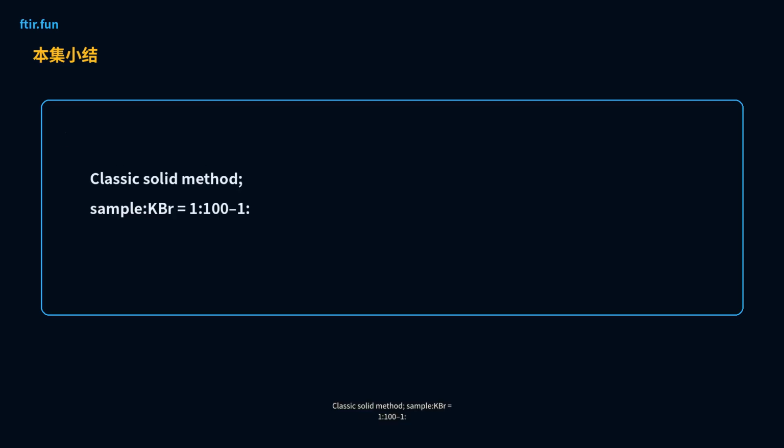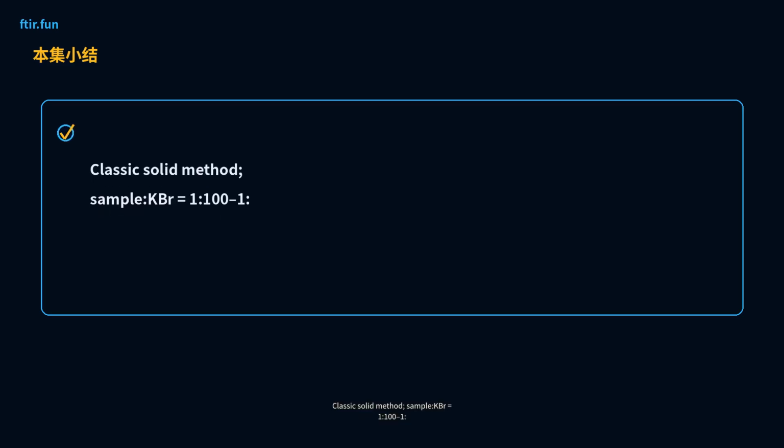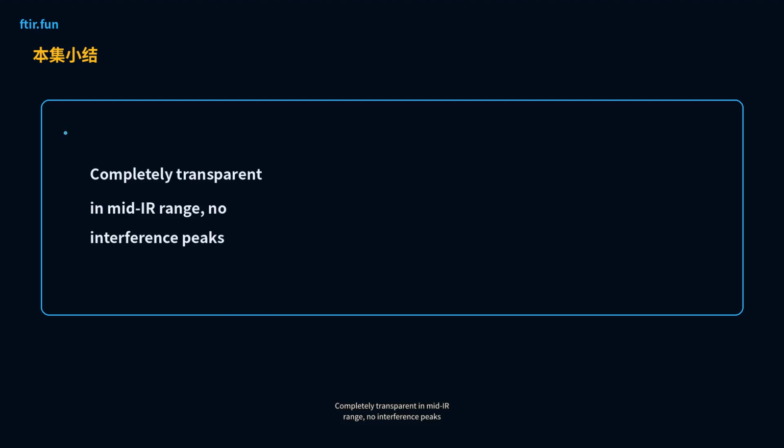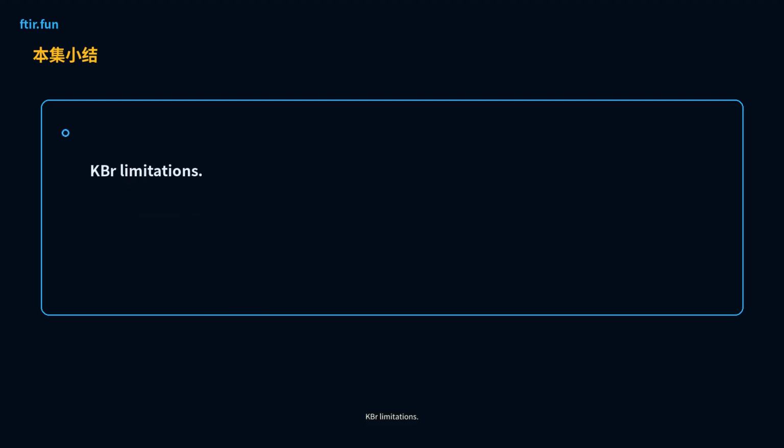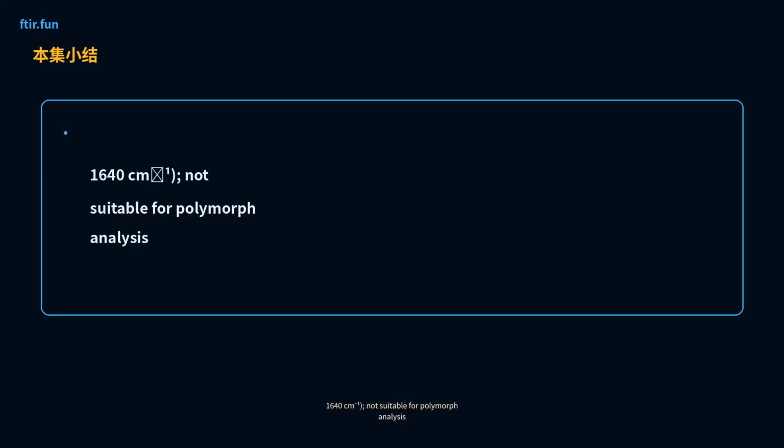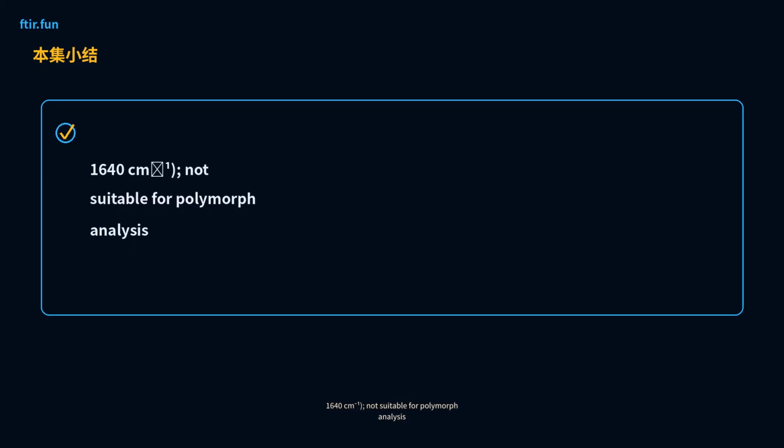Pellet method, classic solid method. Sample to KBr equals 1:100, 17 tons pressure. Advantages: completely transparent in mid-IR range, no interference peaks. Limitations: hygroscopic, water peaks at 3,400 and 1,640 centimeters. Not suitable for polymorph analysis.